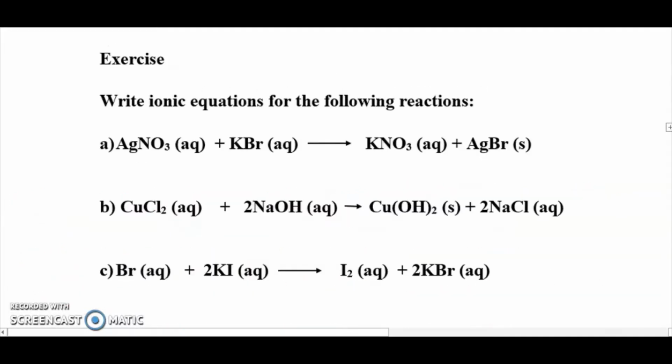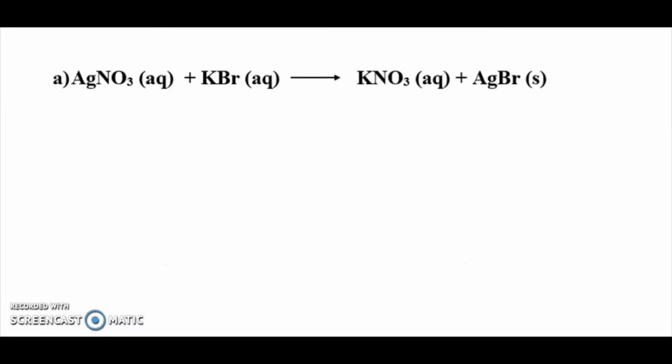Now, we've done 2 examples already, so let's try some few exercises now. So here we are. Please go ahead and try these exercises. We have A, B, C, write ionic equations for the following reactions. So go ahead, pause the video and try these exercises. When you're done, come back to the video. I believe you've tried the exercises already, so now let's see what you've done.